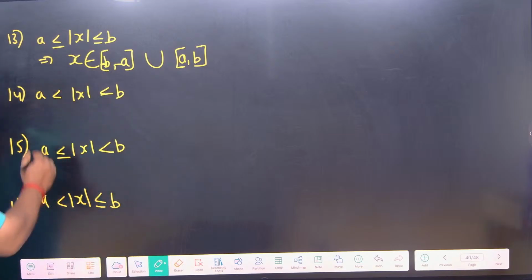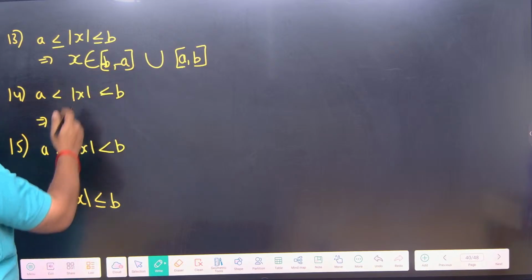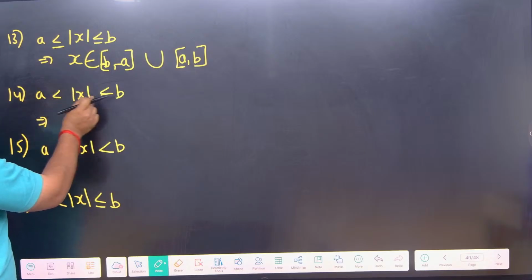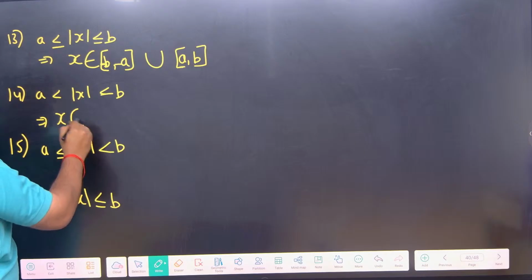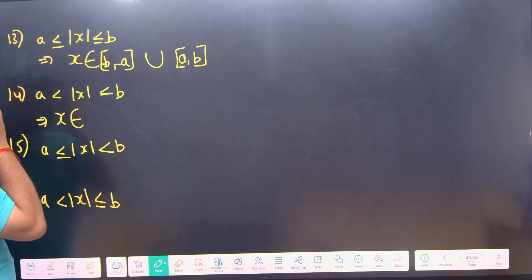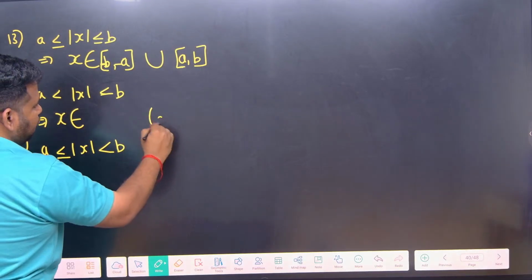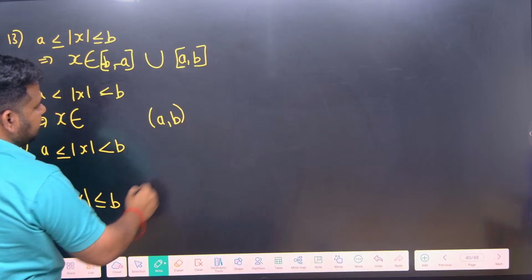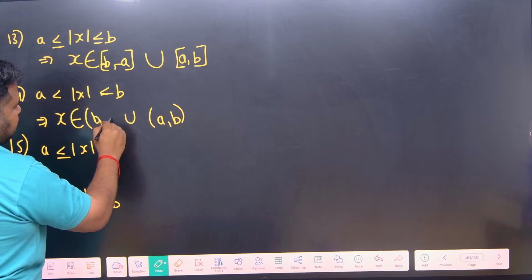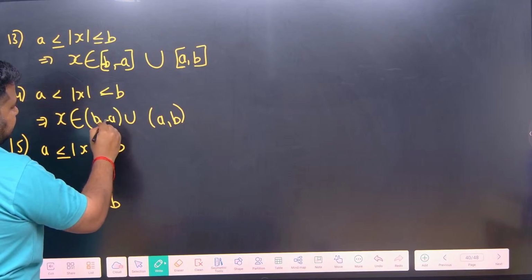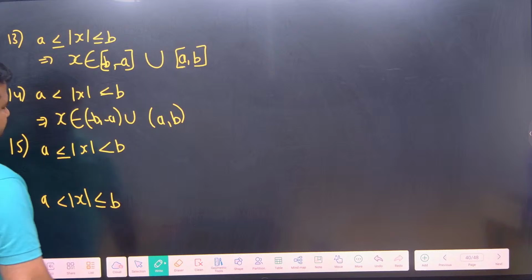Now if you see this, similar to this only you will have, but here less than, greater than is there, so there is no equals here. So x will belong to what? Definitely it is not the closed interval, it will be an open interval. I will write open interval a comma b union, what will this become? Open interval b comma a, but there will be a change in the sign, minus it will become.